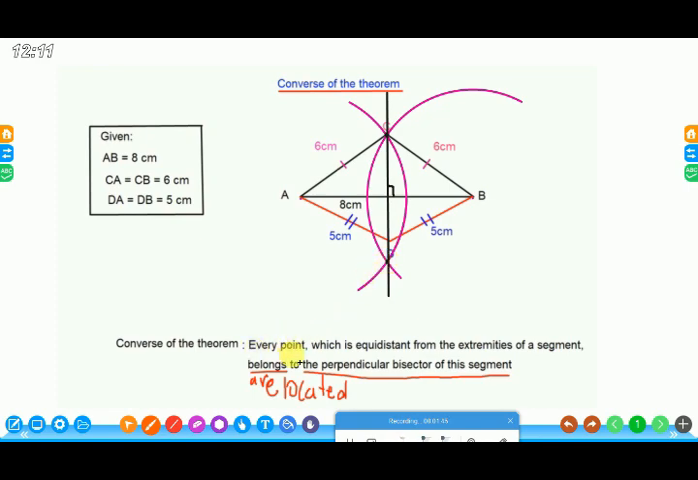So every point which is equidistant from the extremities of a segment, here we have point C and point D, they are both equidistant from the two extremities A and B of segment AB, and both points C and D belong to, they are on the perpendicular bisector of the segment AB.